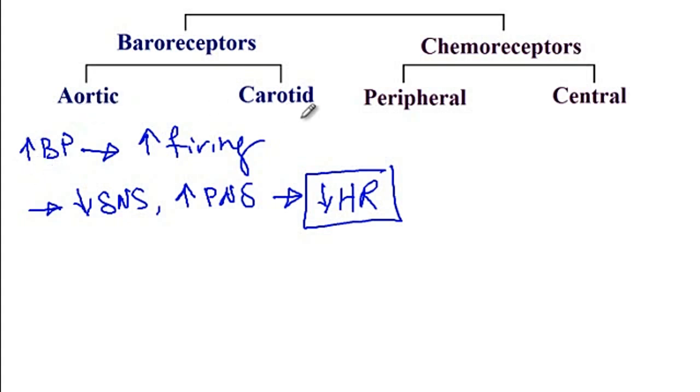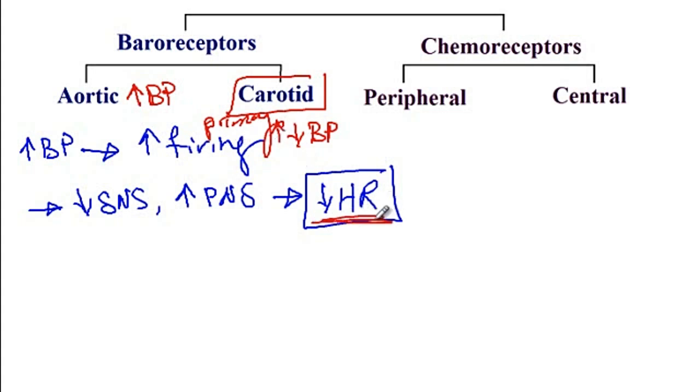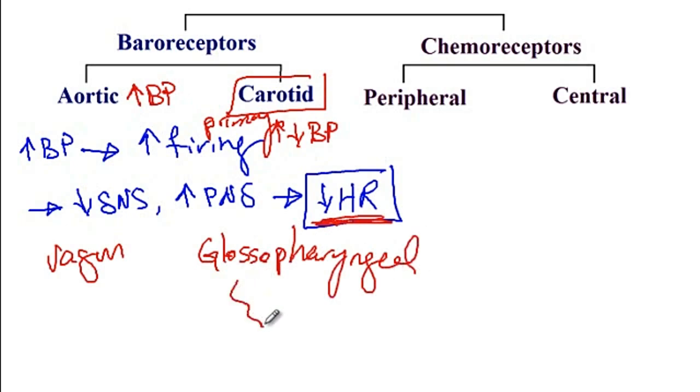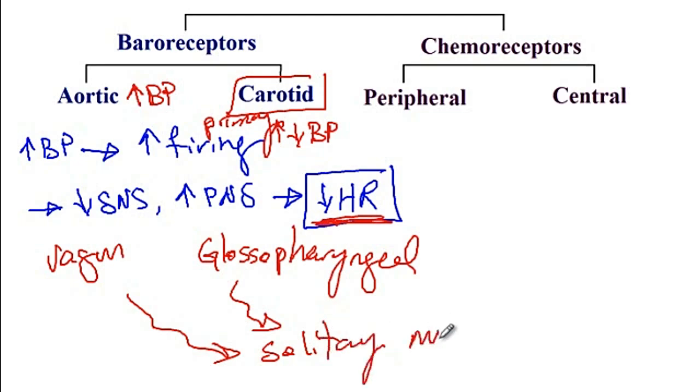Now one main difference between aortic and carotid baroreceptors is that aortic baroreceptors only respond to high blood pressure, while carotid baroreceptors respond to both high as well as low blood pressure. And therefore carotid baroreceptors are the primary baroreceptors in regulating the heart rate. One other difference is that aortic baroreceptors relay information via the vagus nerve, while the carotid baroreceptors relay information via the glossopharyngeal nerve. And from here on, these cranial nerves will send signals to the solitary nucleus in the medulla to help regulate the heart rate.